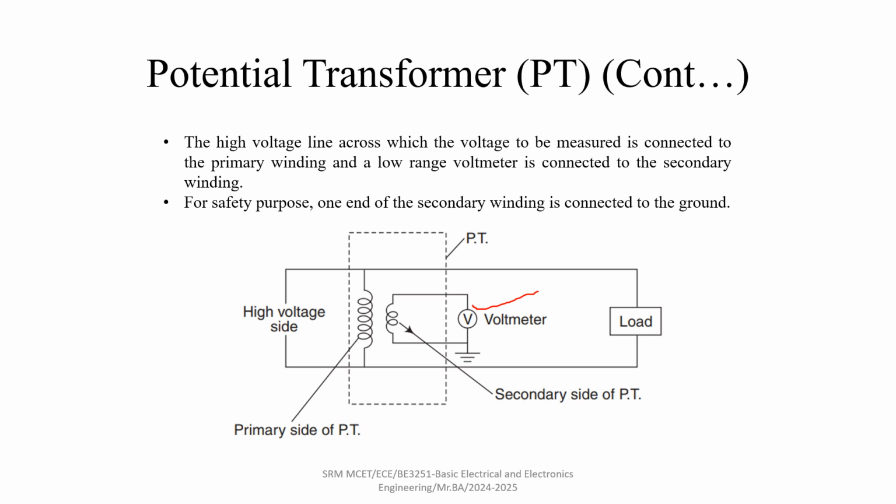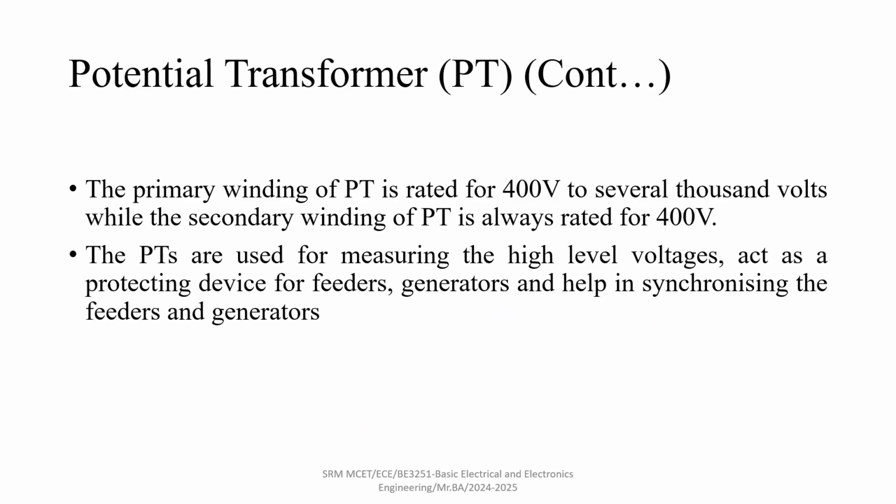For safety purposes, the secondary coil is always connected to ground to avoid unforeseen circumstances. The primary winding of a potential transformer is rated from 400 volts to several thousand volts, whereas the secondary winding is always rated for 400 volts, which means the secondary voltage can be easily measured by our usual measuring devices. The potential transformer is also used for measuring high level voltages, and it acts as a protecting device for feeders and generators, and also helps in synchronizing the feeders and generators.